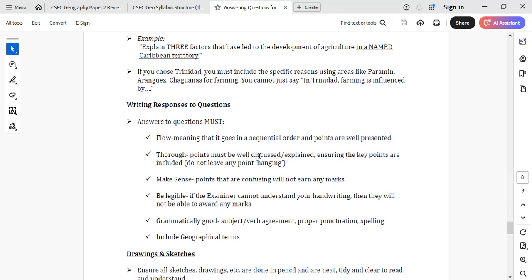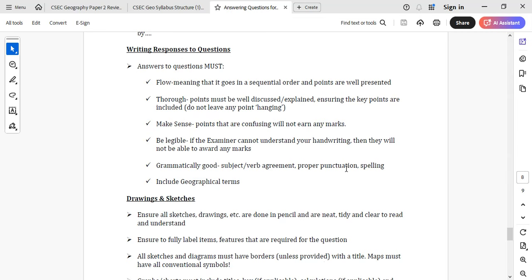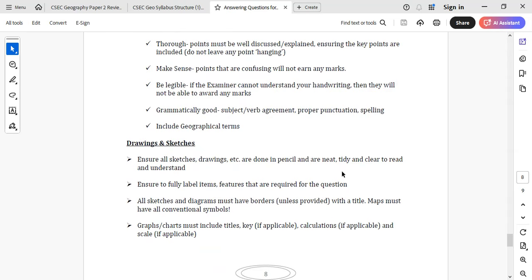So with your answers, remember, let it be free flowing, in sequential order, and make sense. Let it be legible. If they can't understand your handwriting, they can't mark it. Use the geographical terms. Please use subduction. Don't use the words sink under the next one. Use the geographical terms that you've been introduced to. With the sketches and maps, I'm going to tell you, be tidy, be simple. Remember with maps, the elements must be there. Graphs, remember if it's a line graph, it may have to have a scale, unless they give you one.